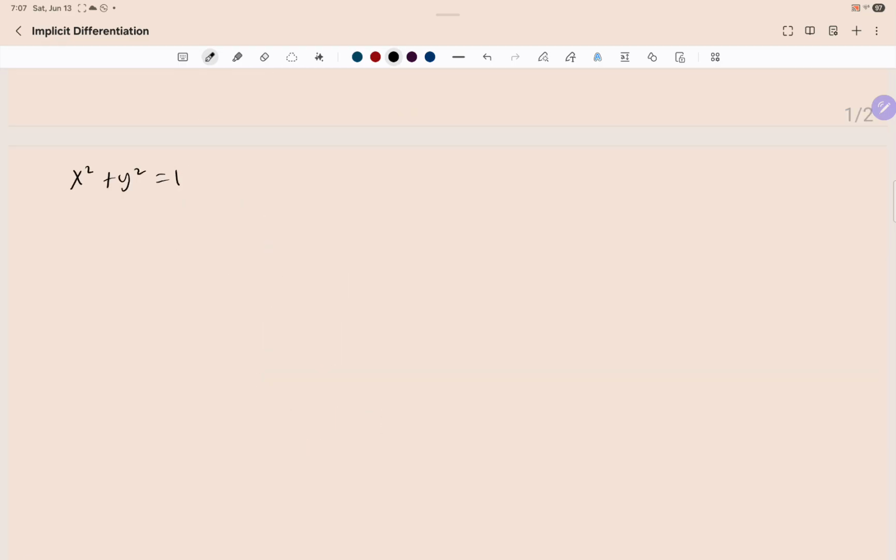Now, let's do the same problem, but this time, let's differentiate with respect to y. So I'm going to write d over dy on both sides.